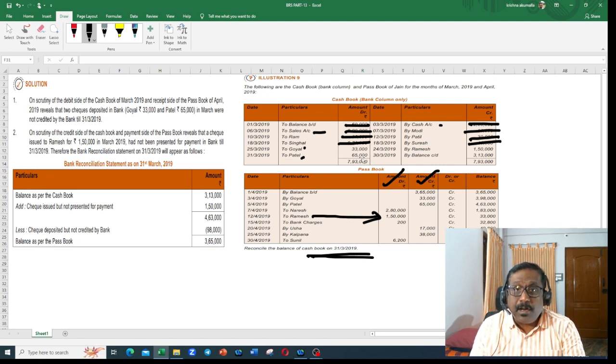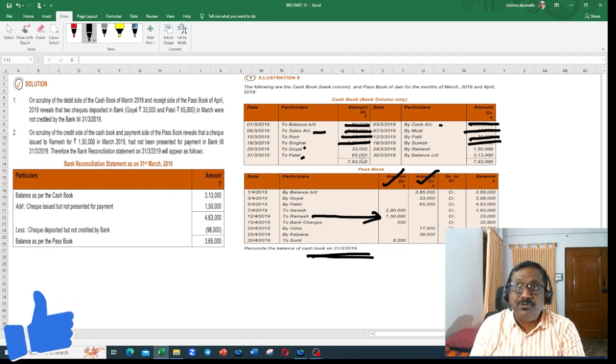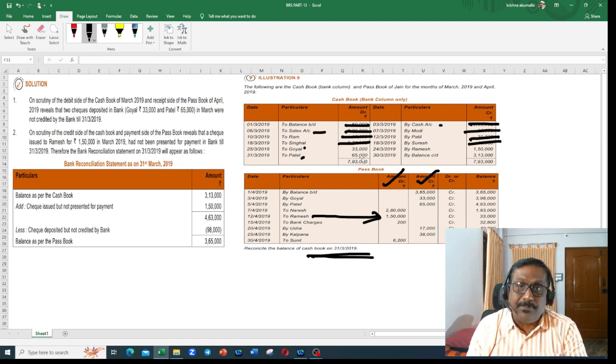So this is part of my reconciliation. Check issued but not presented before 31st March 2019 by Ramesh. So that is causing a difference between cash book and passbook. So I need to consider this as a part of my reconciliation. Clear so far? Next. By balance carried down 3,30,000.